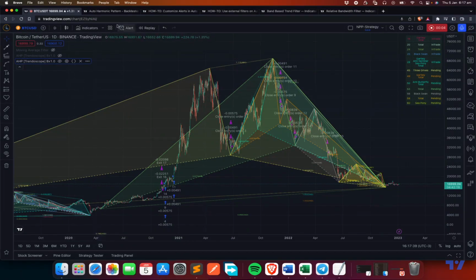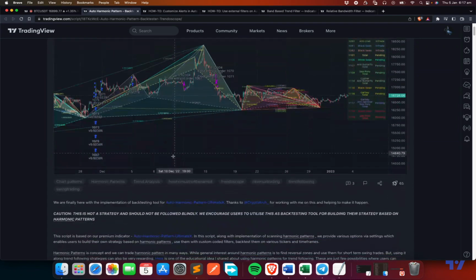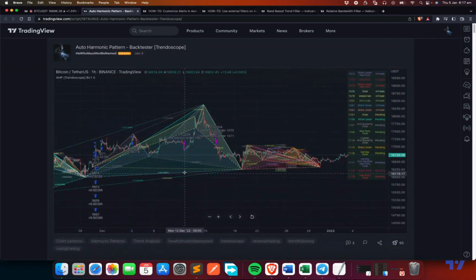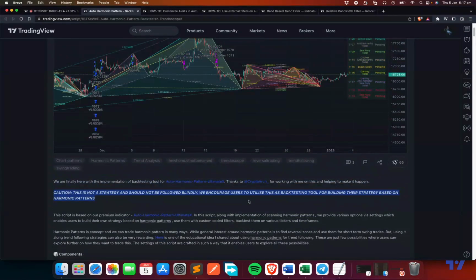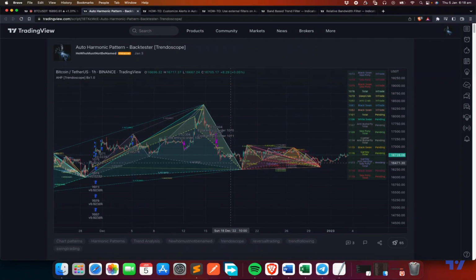In today's session, let's talk about Auto Harmonic Pattern Backtester. This is a new premium script I published yesterday, built on the Pine strategy framework. But please do not consider this as a strategy. Instead, use this as a backtester and a tool to build your own strategies.